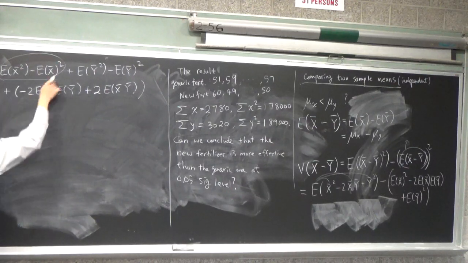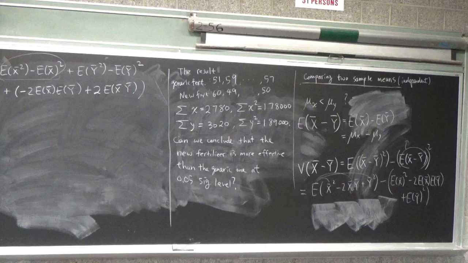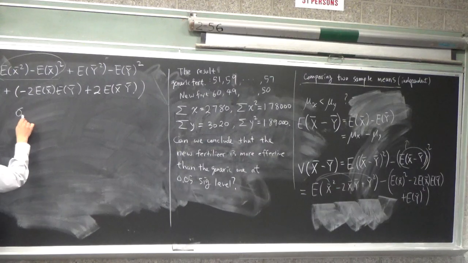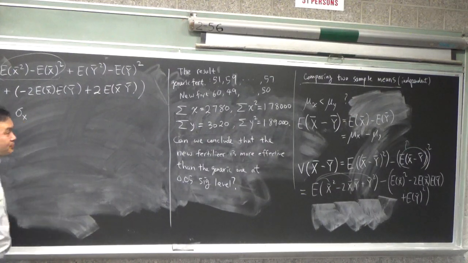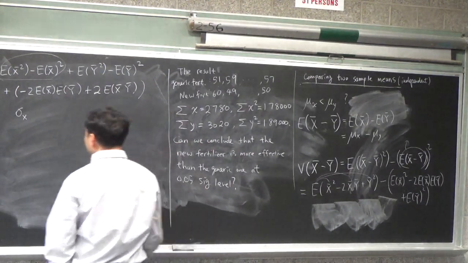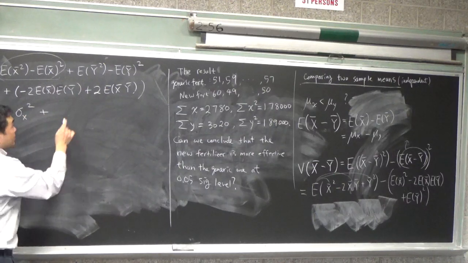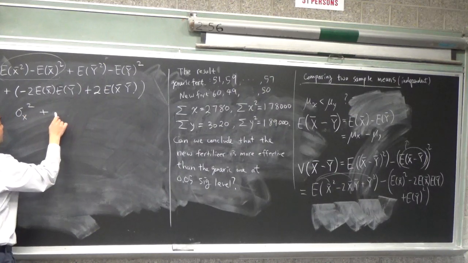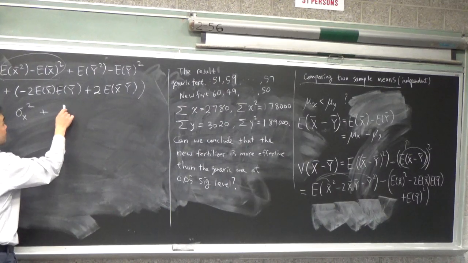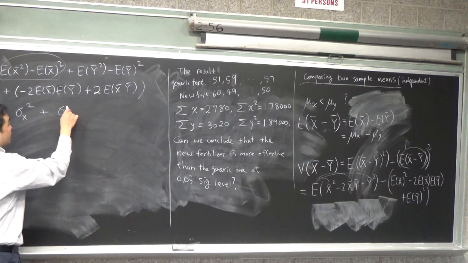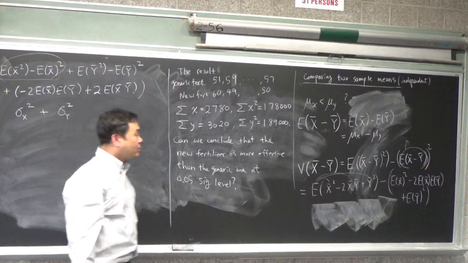What is this same as? It's the variance of x, right? So this would be the variance of x. And the second one: the variance is standard deviation squared, so I'm going to write it like that. And the second thing is the variance of y squared.